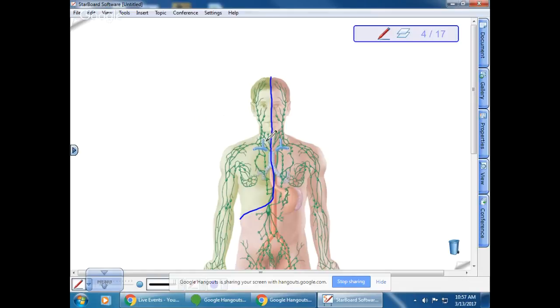And so right here, this is the jugular vein. So I could write my jugular vein. And what do you think this is? It's underneath the clavicle, so it is the subclavian vein.